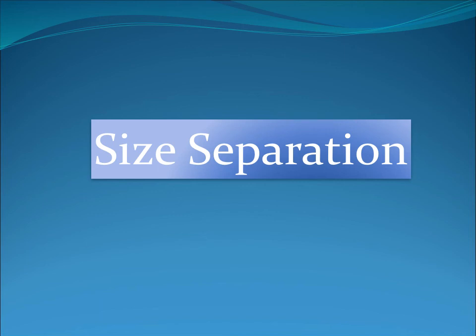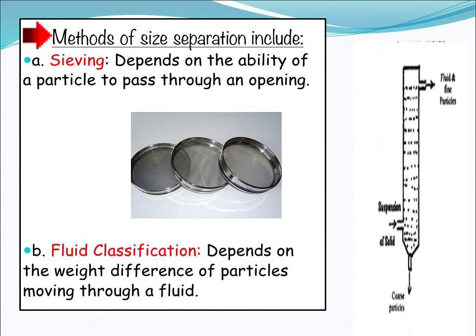Good morning, everyone. We have today the smallest chapter in the course, which is size separation, how to separate coarse powder from fine powder. Mainly, we have two categories or two methods for size separation. The first category is size separation by sieving, and the other one by fluid classification. By sieving, using different sieves. So it depends on the size of the particle.